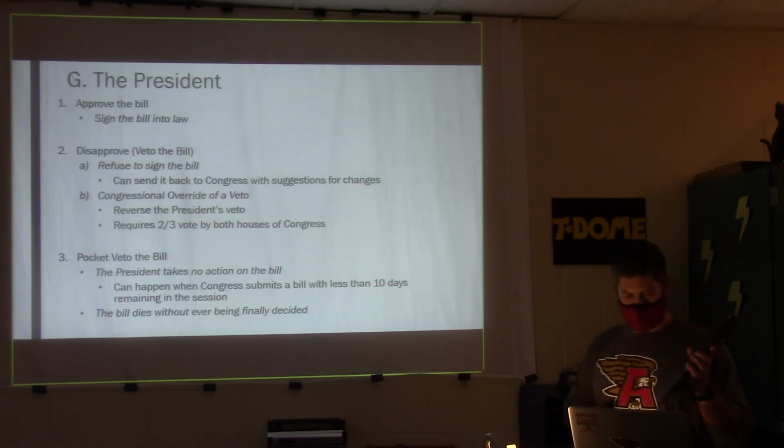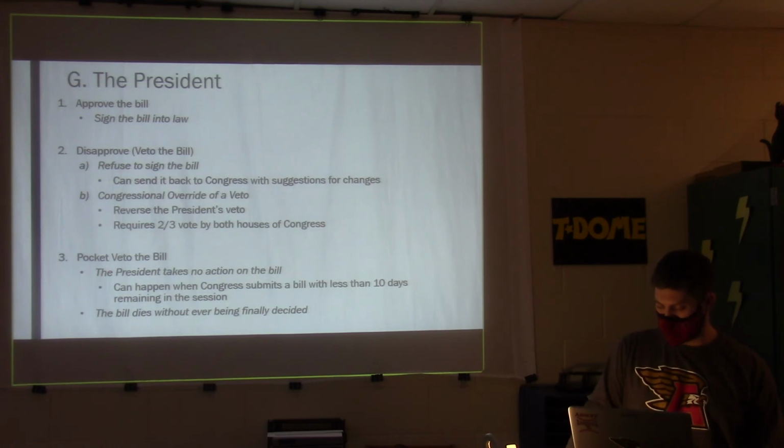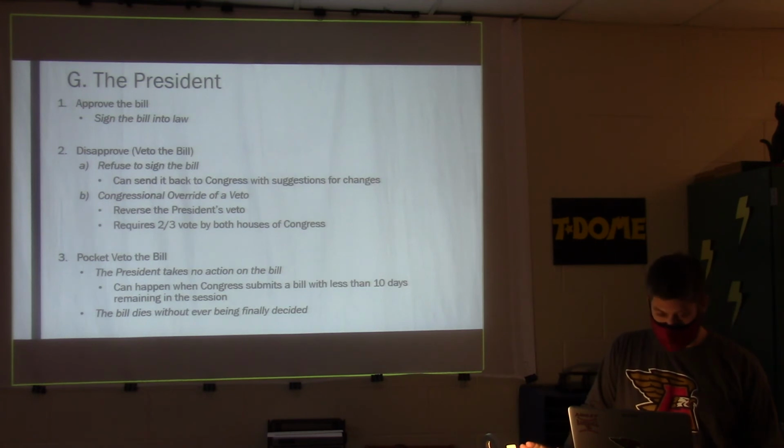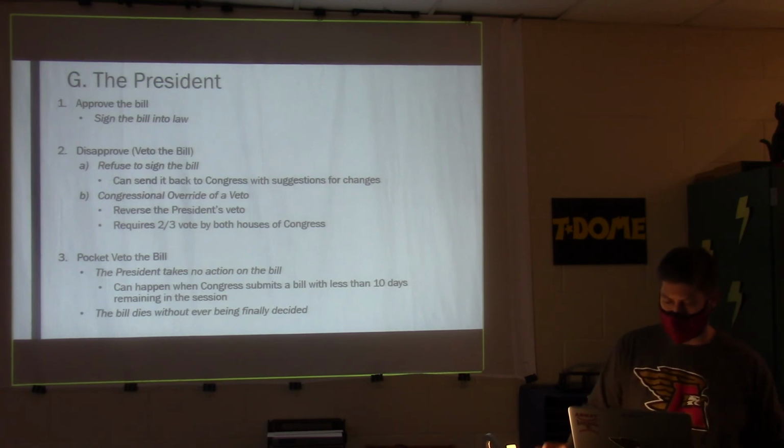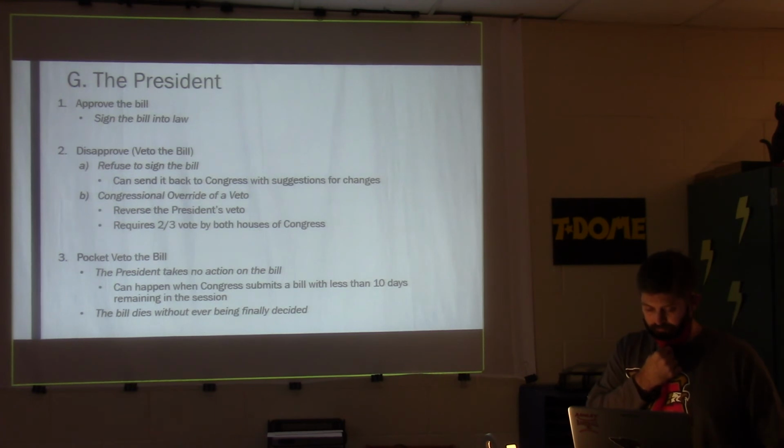Then it gets to the president's desk. If he approves the bill, then he signs it, and it becomes law. If he disapproves the bill, that's called vetoing. So he refuses to sign the bill. He can send it back to Congress with suggestions or changes. And then how does Congress override the veto? They would have a 2/3 vote, not a majority vote, a 2/3 vote by both houses of Congress, and then it wouldn't matter if the president signed it or not. All right, because 2/3 is a lot more than just a majority.